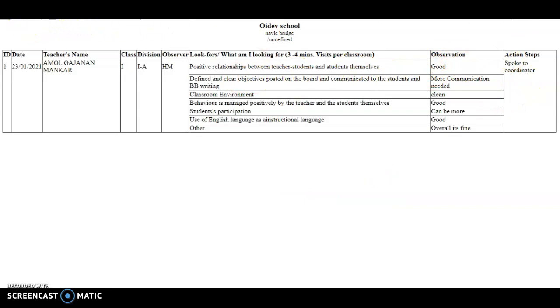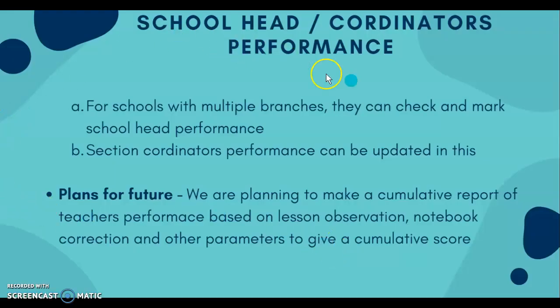So we're moving on to the next tab, that is the school head or coordinator's performance. Now for schools who have multiple branches, they can check and mark the school head's performance. Similarly, section coordinators' performance can also be updated in this. If you have different section coordinators and you want to keep track of their performance, this module can be used for that as well.